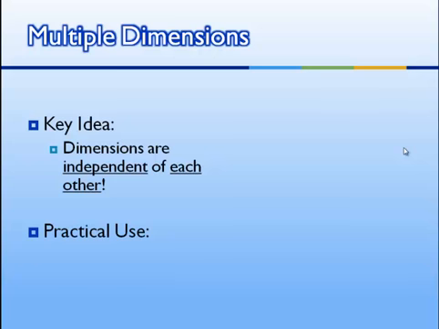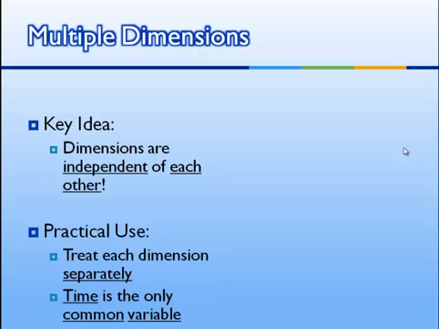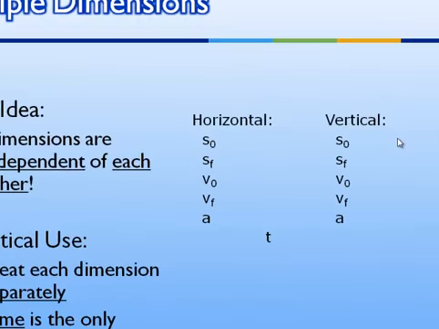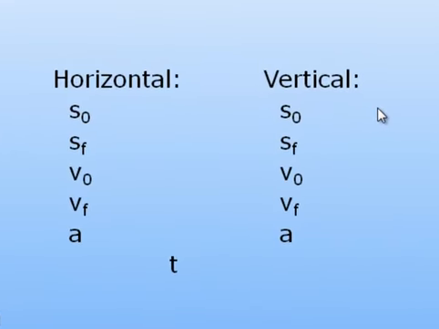How can we use this practically? We use this by treating each dimension separately. And in fact, the only thing that the dimensions have in common is time. So you've seen how we've used a list of different types of kinematics quantities before. We'll do the same thing now, except we'll have 2 sets of quantities.